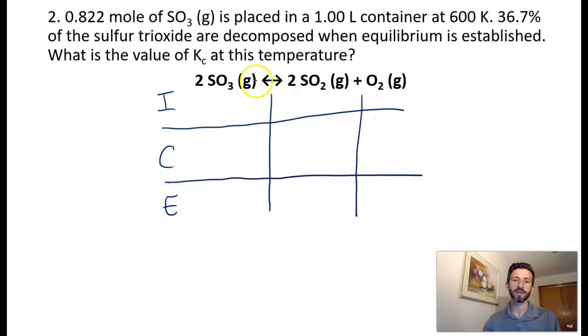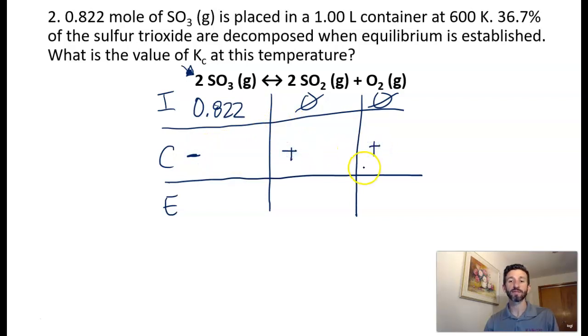I'm not very good at drawing here, I apologize. So I start with 0.822 moles of this. And it doesn't say about me having anything else. So I'm going to put zeros there because I'm starting in the container with just this. Now sulfur trioxide is naturally going to decompose. Okay, now remember, decomposition is loss. Okay, in this case here, because I'm starting with this amount and 36.7% of it decomposed. So I'm going to have to subtract here. And then for these guys, since they do the opposite, I'm going to have to add.